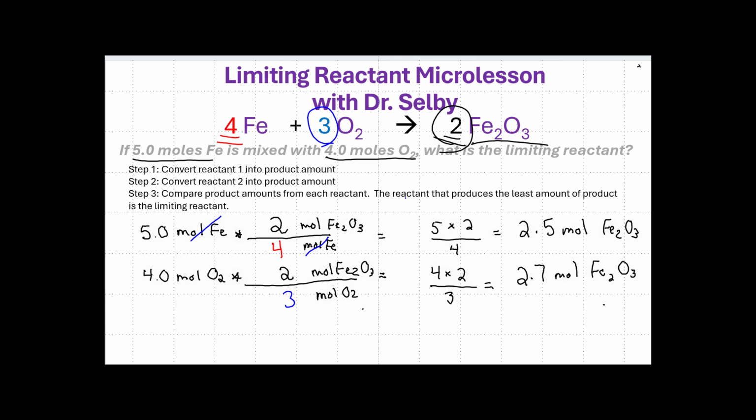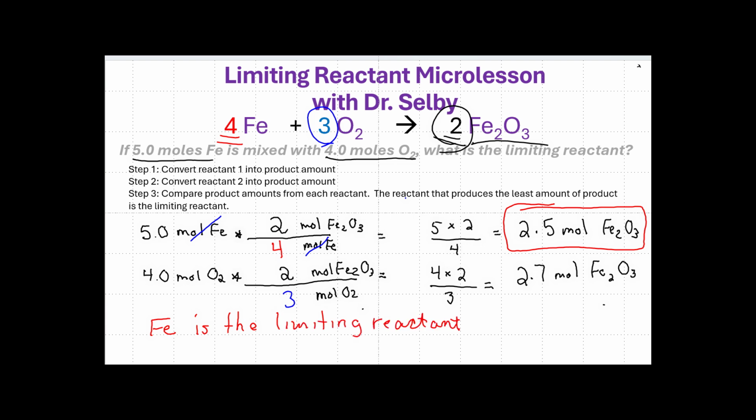Now we compare which one gives us the smaller amount. Well, this is a smaller amount of product. And so what that means is that the Fe, the iron, is the limiting reactant.